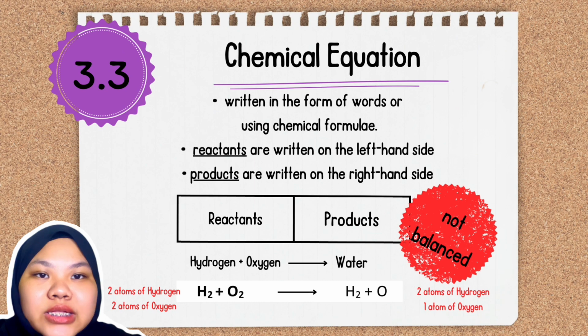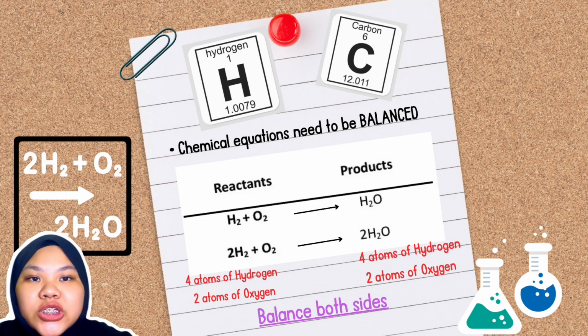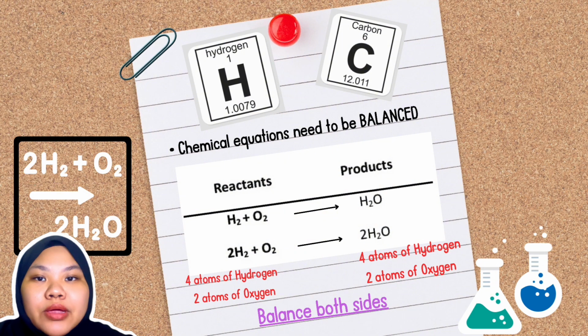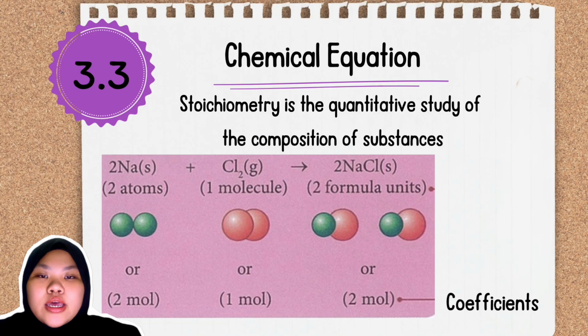To make it balanced, both sides of the equation, reactants and products, should have the same number of atoms. Reactants should be written on the left, while the products should be written on the right.